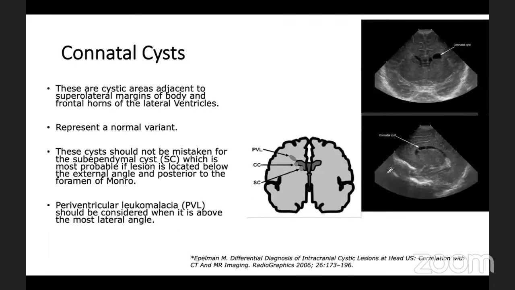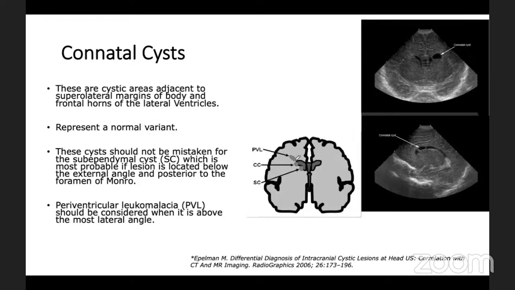Conatal cysts are another important normal variant. These are the cystic areas which are supralateral to the frontal horn of the lateral ventricle in this area. They also represent a normal variant. Two other important cystic structures are also here, and we should not confuse them. One is the subependymal cyst, as you see in this cartoon, which is located below the external angle and posterior to the foramen of Monro. This is the subependymal cyst.